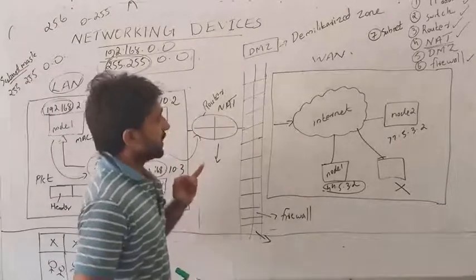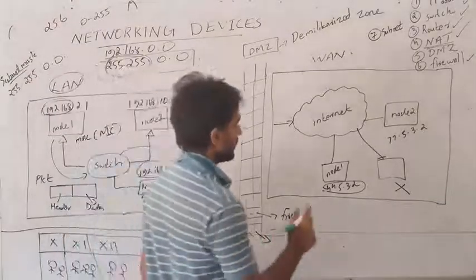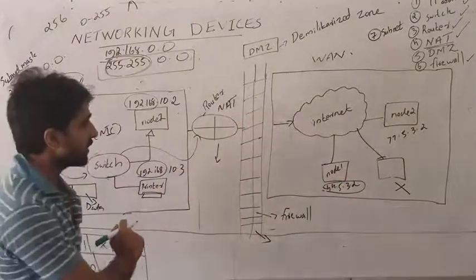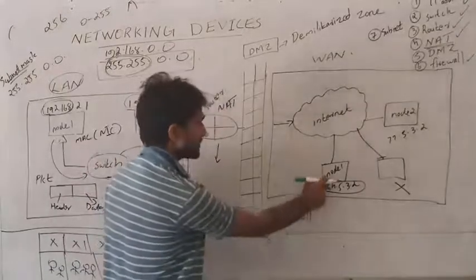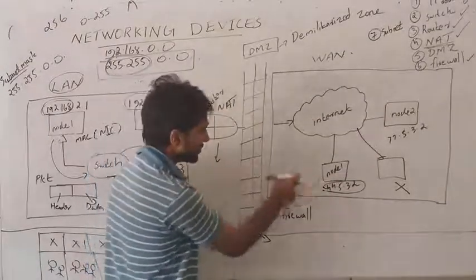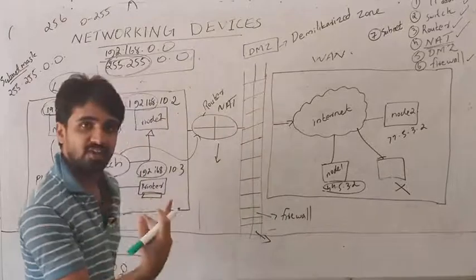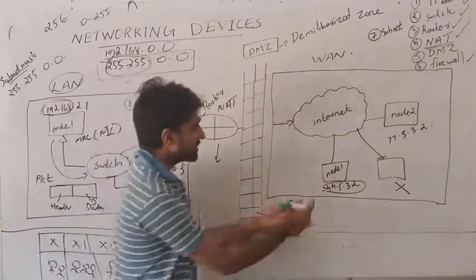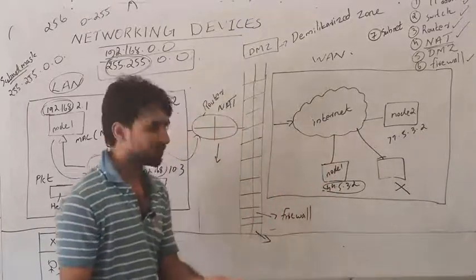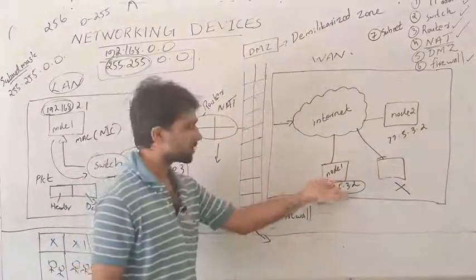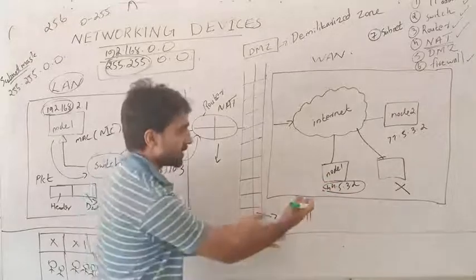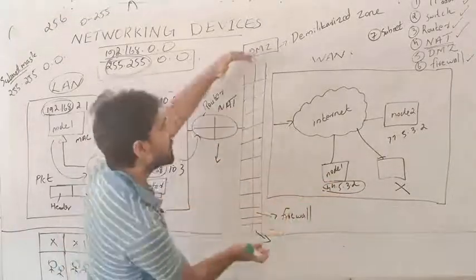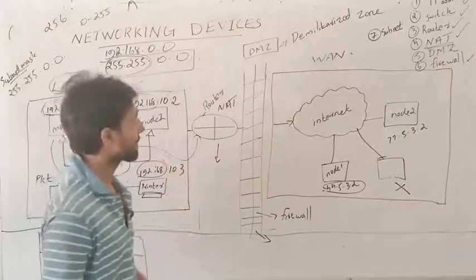Then listen to one important thing. If node 1 wants to send a message to this node, first it moves to this firewall only. Then the firewall identifies whether this is from an authenticated person. For example, an unauthorized person means there is no username and corresponding password. At that time, all the unauthorized data is blocked by this firewall.